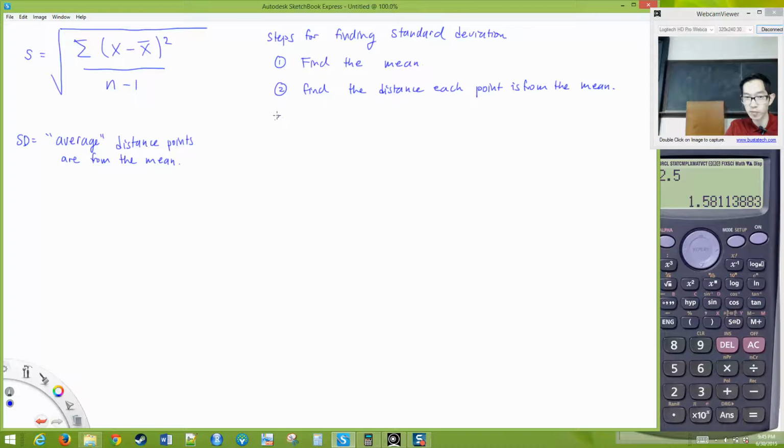Okay. Square those distances. Okay. Add them up. So this part is like finding the mean, or average. Add them up. Divide that by n minus 1, okay? And then take the square root.